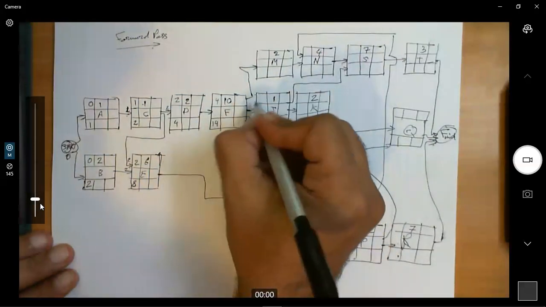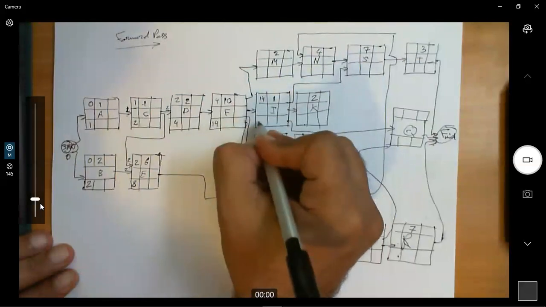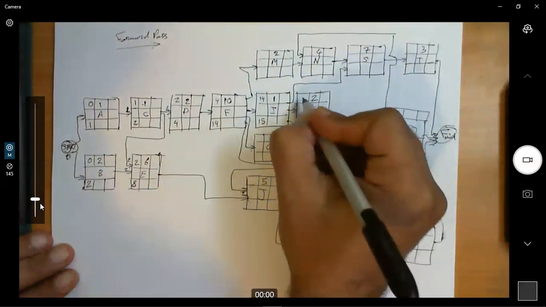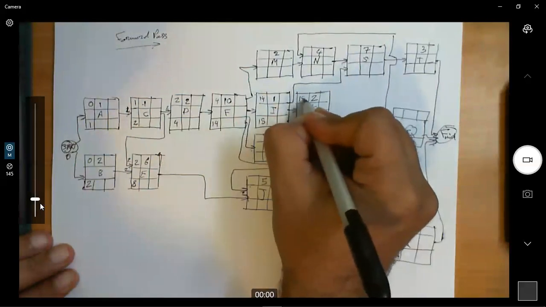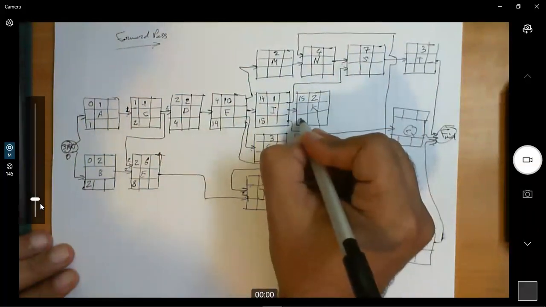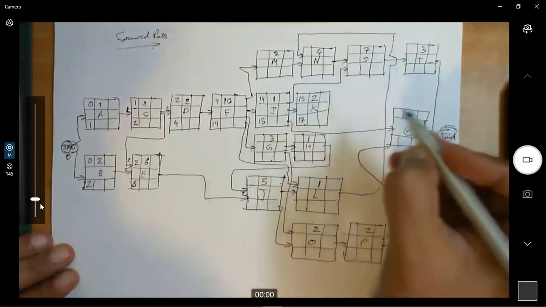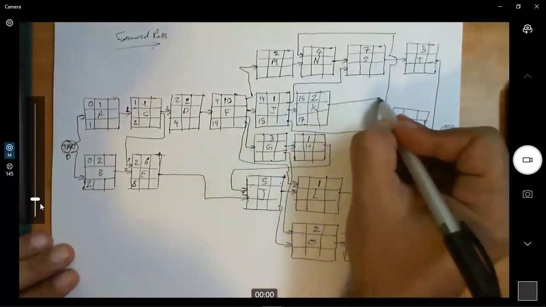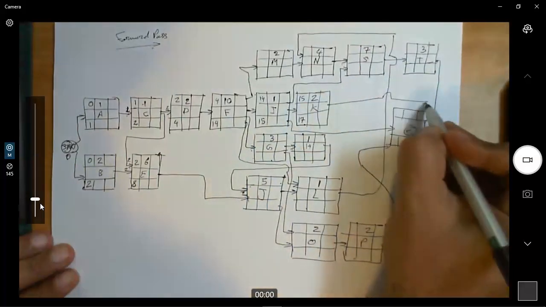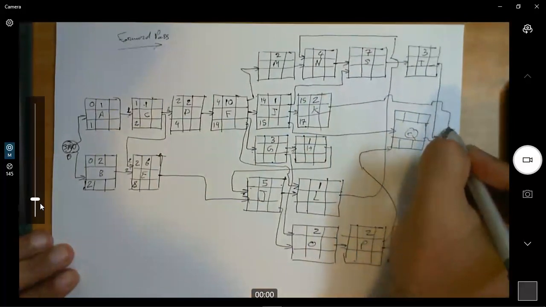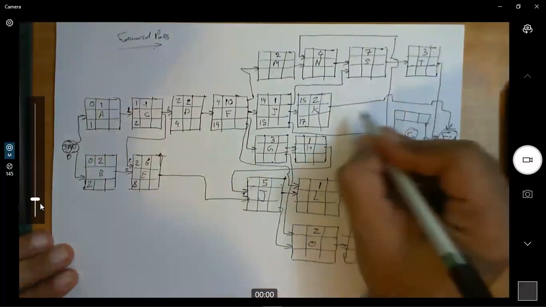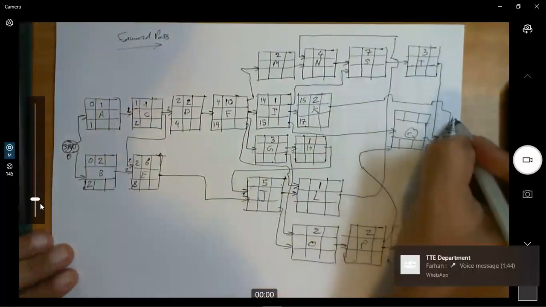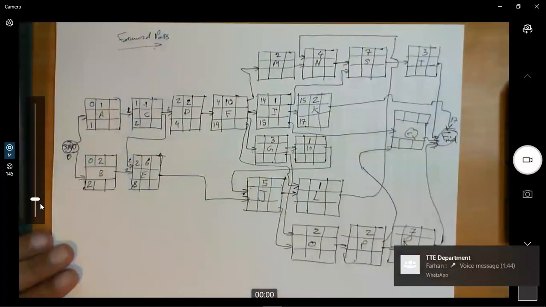Then here we have 14. 14 plus 1, 15. Then we have here 15. 15 plus 2 is 17. Actually, from K, we'll go straight to the finish. So here, the early finish based on K is 17. Okay.